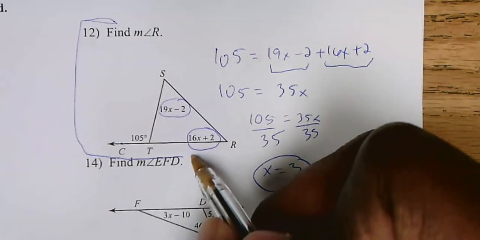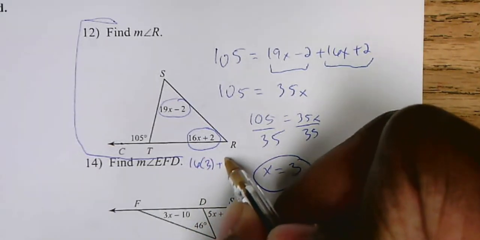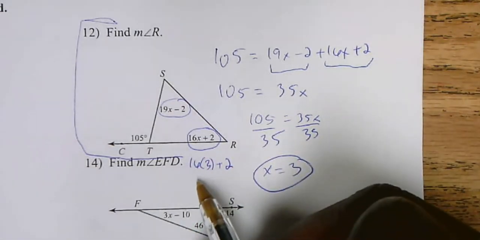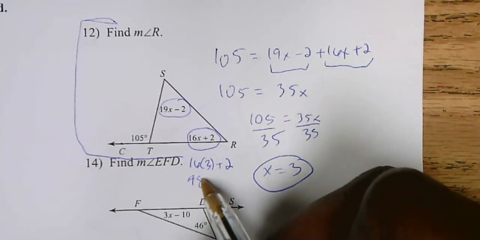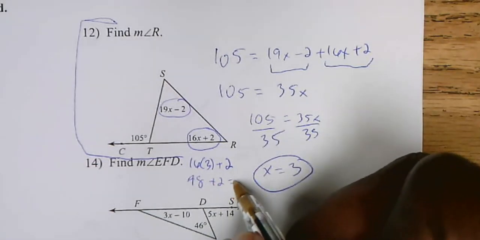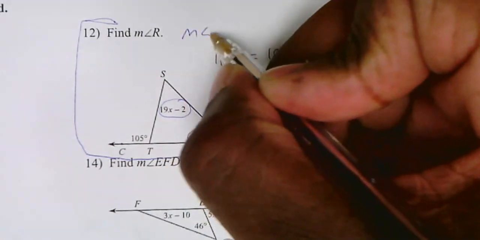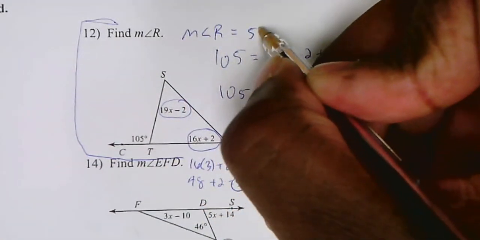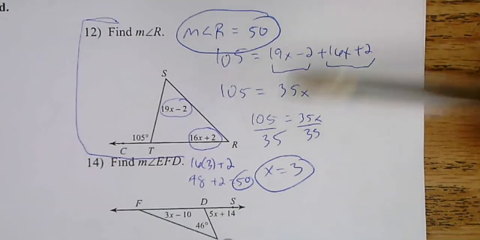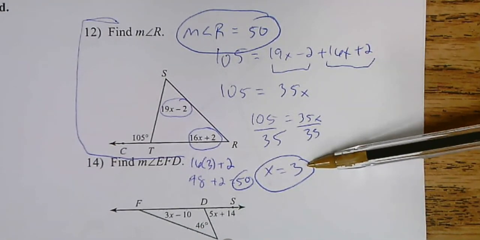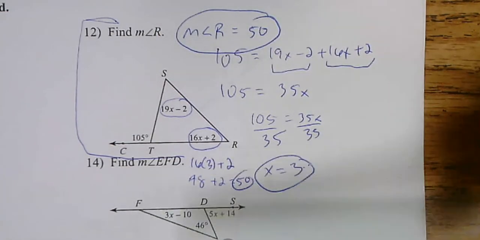So the measure of angle R should be 16 times 3 plus 2. 16 times 3 is 48, plus 2, so it's 50. So our answer for the measure of angle R equals 50. And that's our final answer. Usually on tests, 3 would be an answer choice. So you have to make sure you answer the question by going back and seeing if you actually plugged in for the angle R.